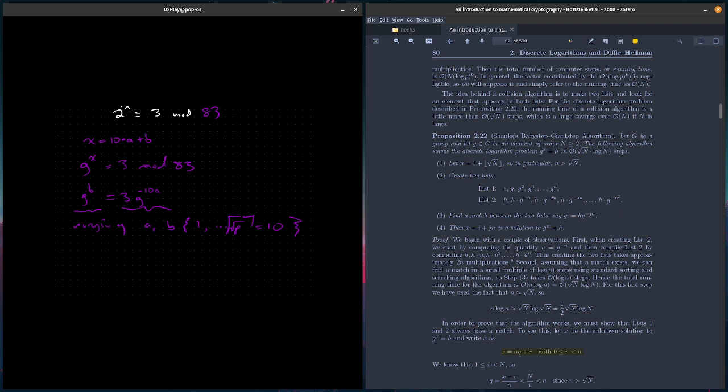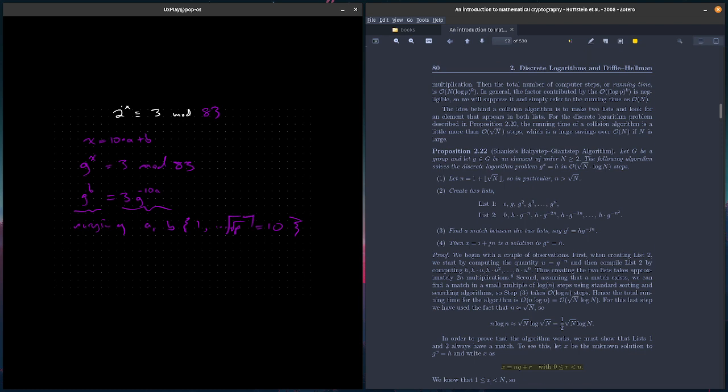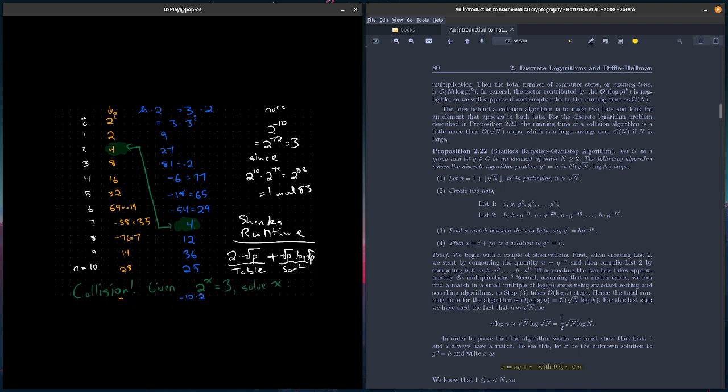Skonov has asked, is it giant step, baby step? Yes, indeed. It is baby step, giant step, or giant step, baby step, or Shanks baby step, giant step. Though this is really mostly just a fairly basic collision algorithm. I'm surprised that it has a name, in that collision algorithms have been known about for a while. They're generic attacks, so I just think of this as a collision algorithm.